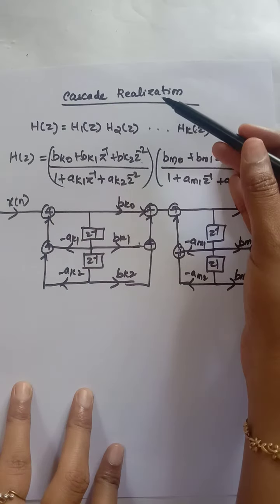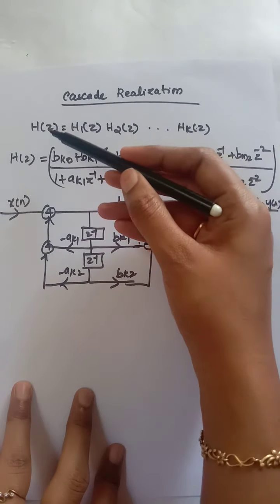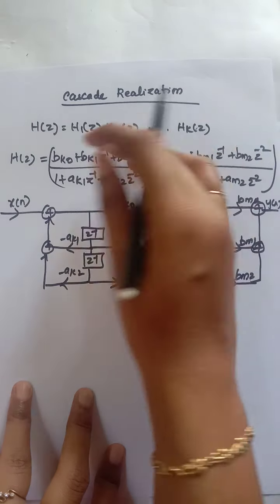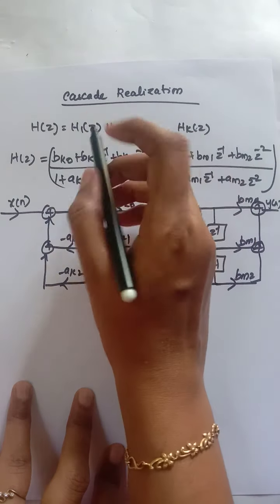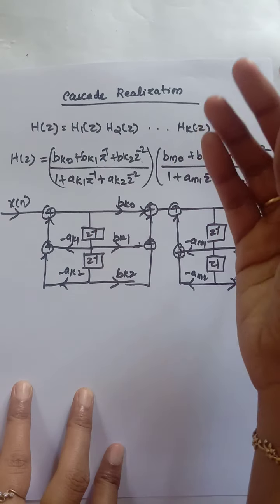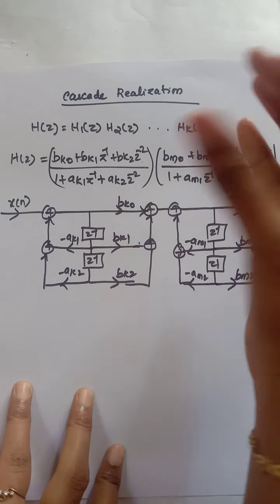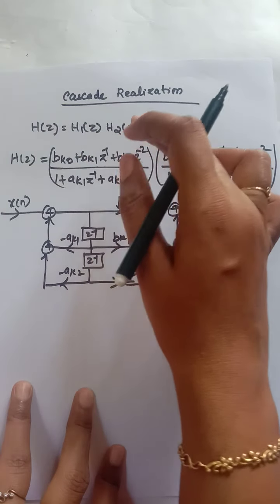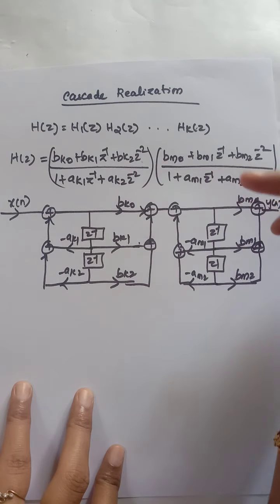In this video, we are going to discuss cascade realization. So consider the transfer function H(z). Here the H(z) is converted into sub-transfer functions. Whatever the possible transfer functions you can split into, you can split into that many, and you have to realize each transfer function separately in direct form II.